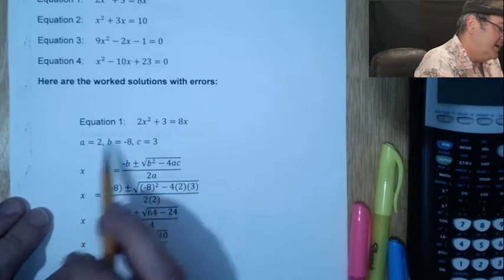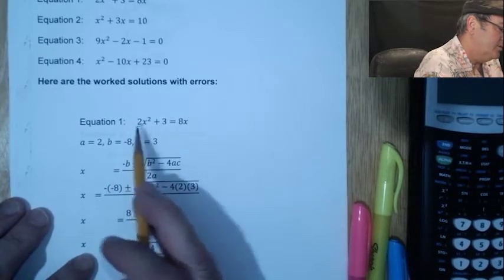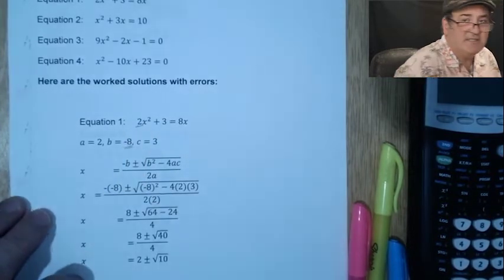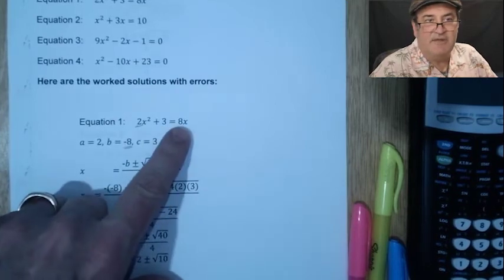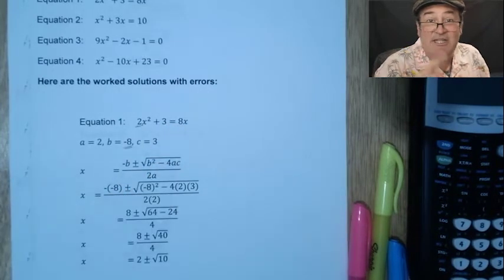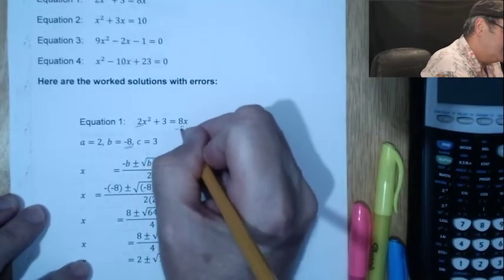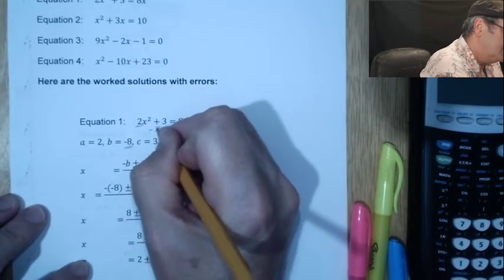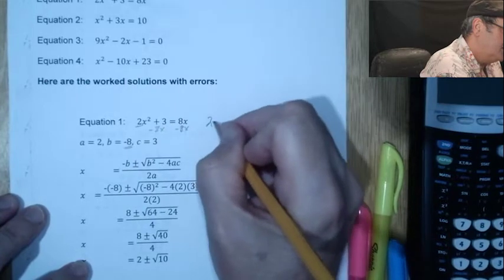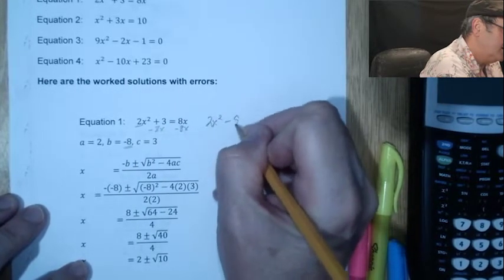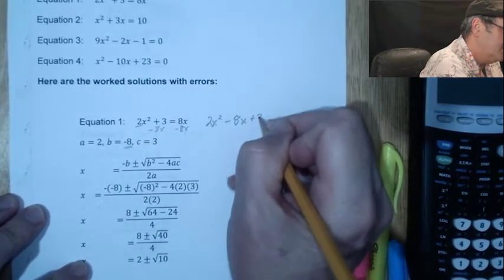So that means A equals 2, B equals -8. Why does it say -8? This says +8, but it's not equal to 0. Remember, we can only use the quadratic formula when it's equal to 0. So you've got to subtract 8x from both sides and rewrite it as 2x squared minus 8x plus 3.